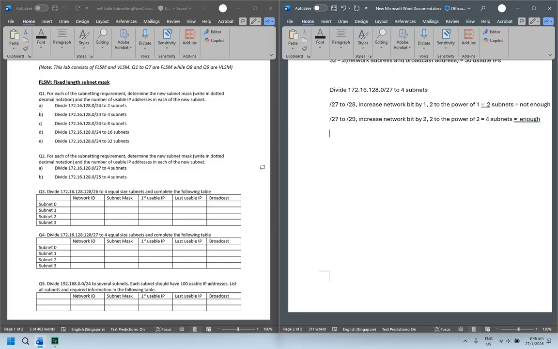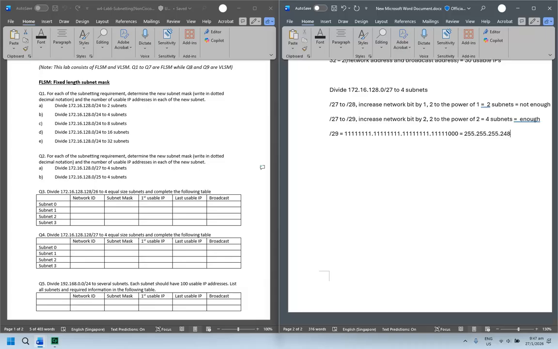That means that instead of using a /27, my new subnet mask will be /29, which will be equal to 29 ones followed by 3 zeros, which will give me the 32 bits. So the equivalent decimal dotted notation will be 255.255.255.248, if you do the necessary binary to decimal conversion.